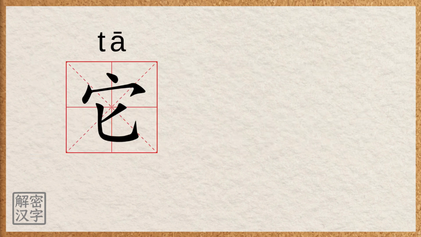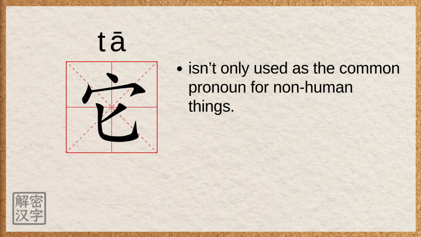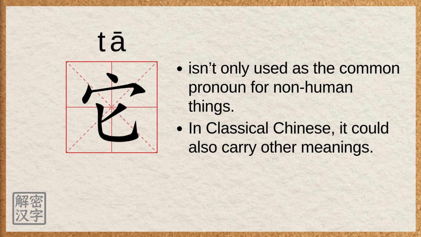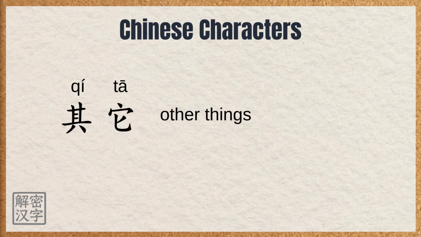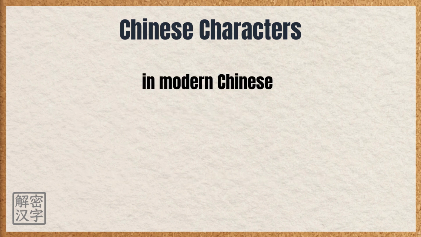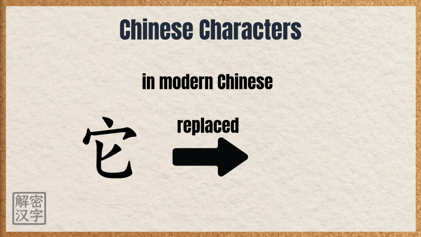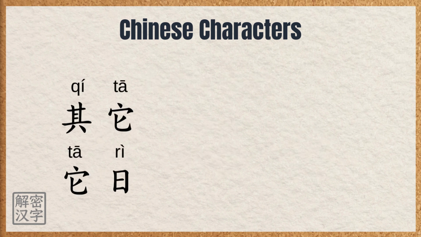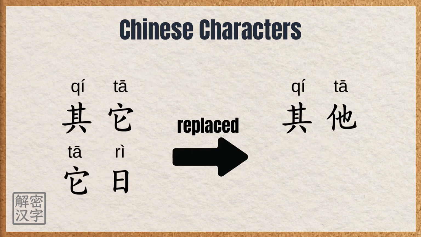The character 它 isn't only used as the common pronoun for non-human things. In classical Chinese, it could also carry other meanings. For example, 其他 means other things. 他日 means someday in the future. But in modern Chinese, we usually replace ta with ta, the person radical form, when expressing that other meaning. So today, we more commonly use 其他 and 他日.